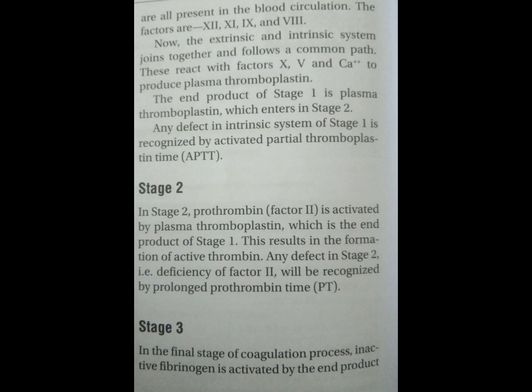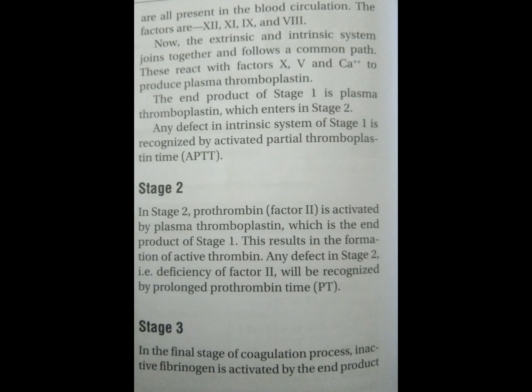In stage 2, prothrombin, factor 2, is activated by plasma thromboplastin, which is the end product of stage 1. This results in formation of active thrombin. If there is any defect in stage 2, deficiency of factor 2 will be recognized by prolonged prothrombin time, PT. Let's know about stage 3.